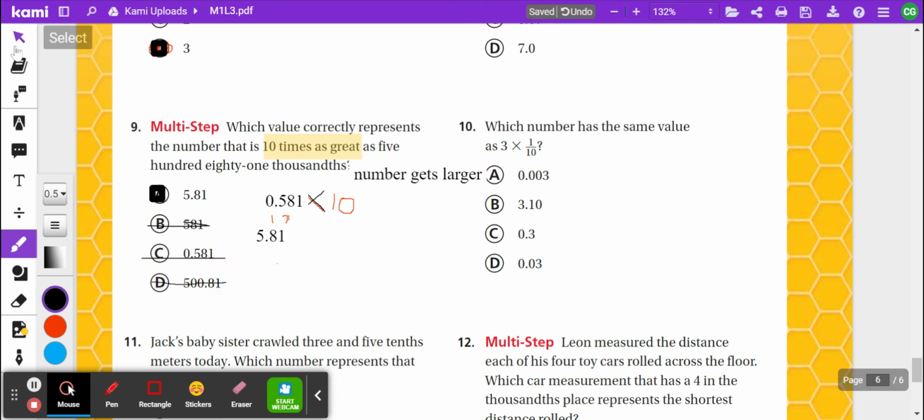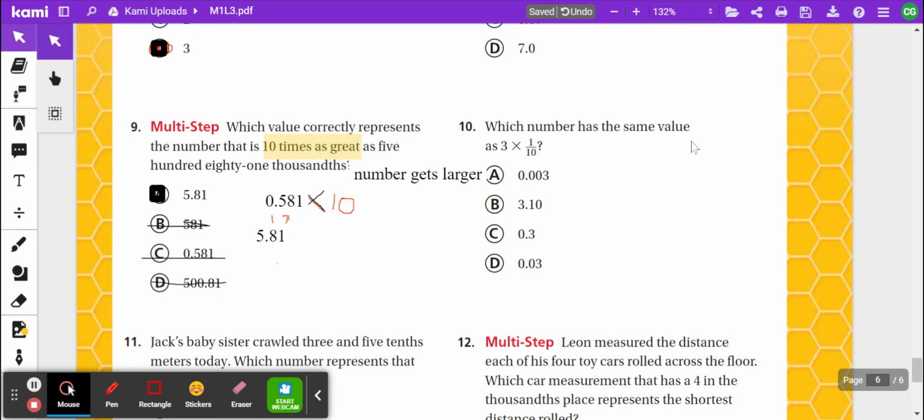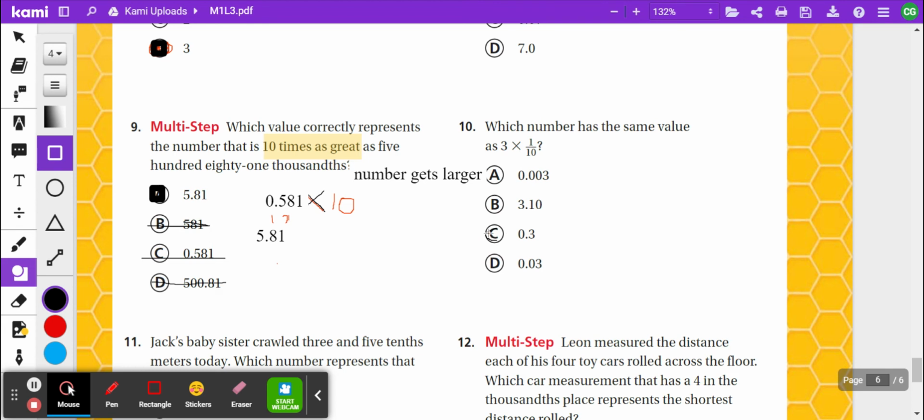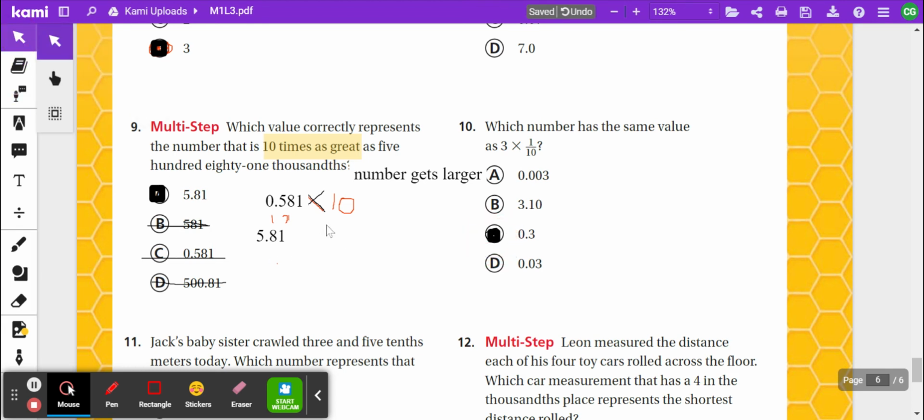Okay, let's look at number 10. Which number has the same value as 3 times 1/10? Yeah, very good. It's going to be C because the 3 is in the tenths place value. And it's going to be C. Good work. Let's move over to the next one.